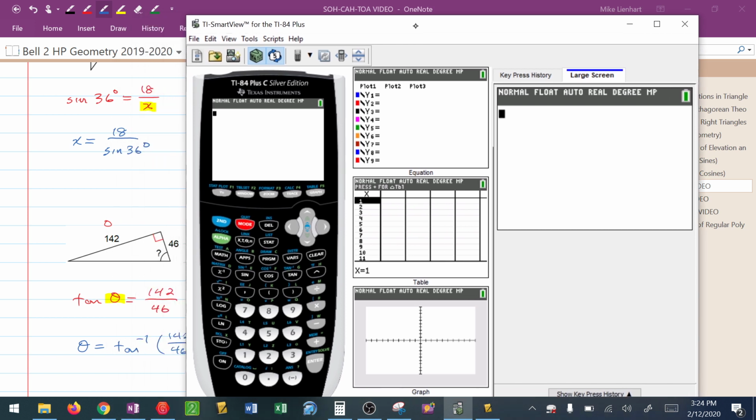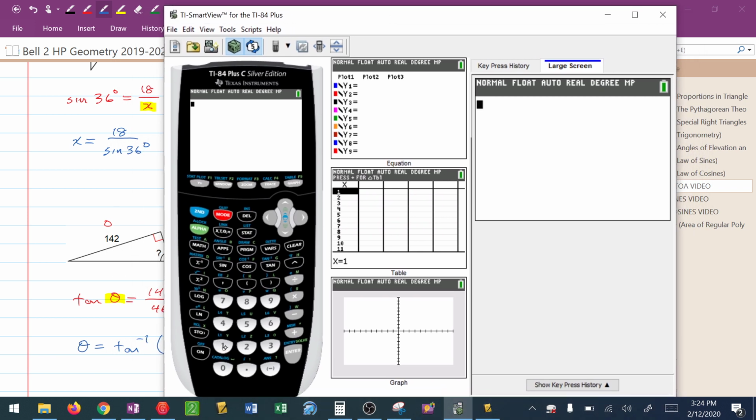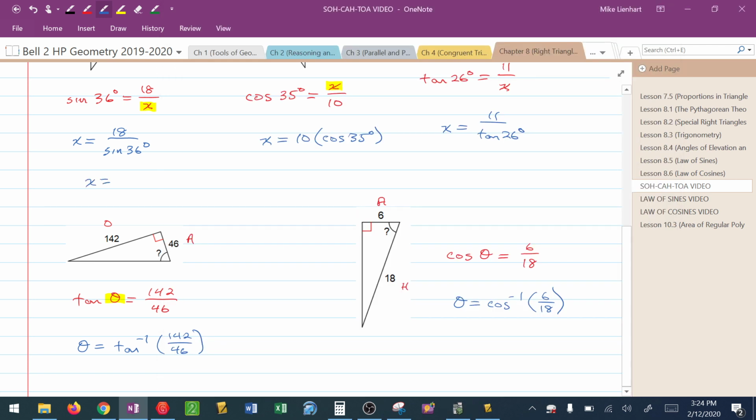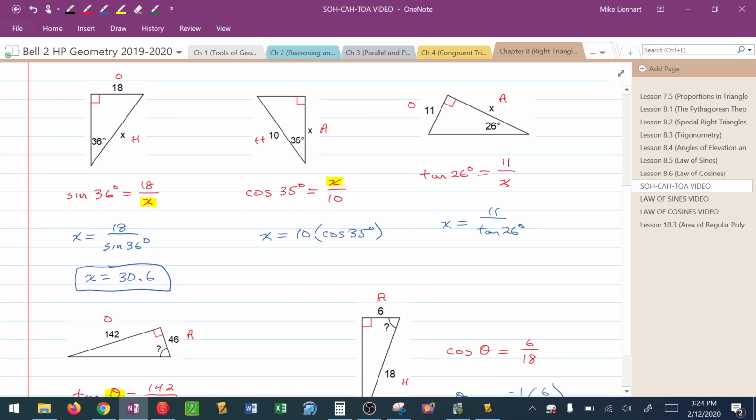So to solve the first one, I'm going to literally take 18 divided by sine 36. Anytime it opens a parenthesis, make sure you close it. Hit enter, and in general with sides, we round to the nearest tenth. Make sure you're paying attention to directions for that. So then I would say that this side is 30.6. And that was the missing side from that picture.